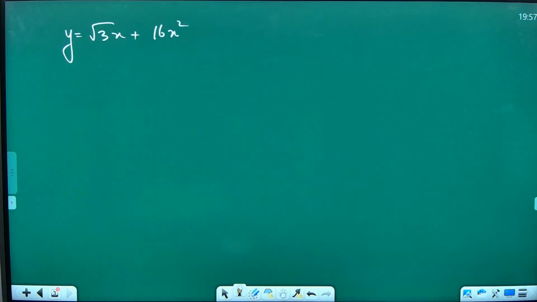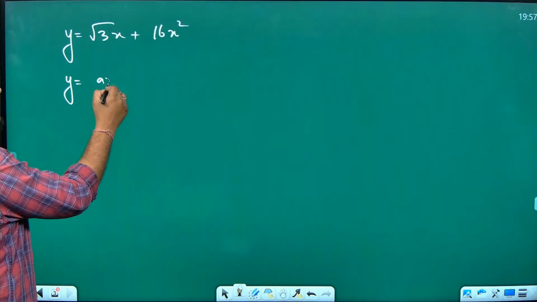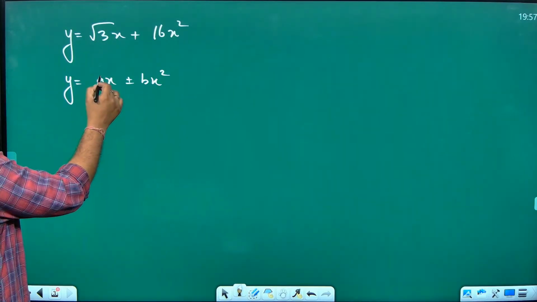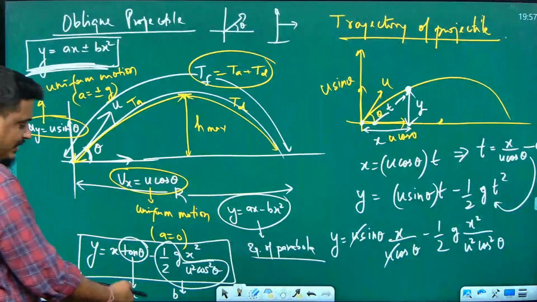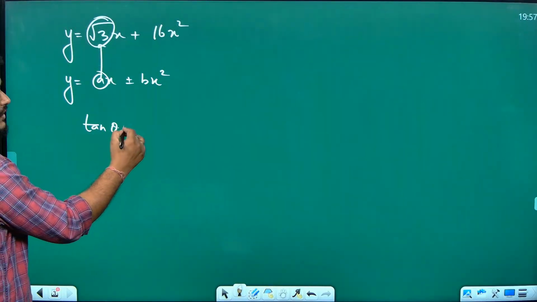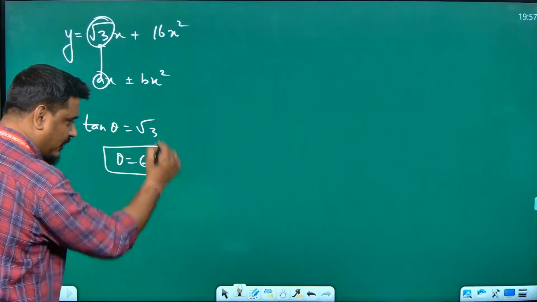60 degrees. Yes, what am I doing? I am comparing with y is equal to ax plus or minus bx square. So, a becomes root 3, isn't it? And what is a when you derived? A was tan theta. So, tan theta becomes root 3. It means what is theta? 60 degrees. Got my point?